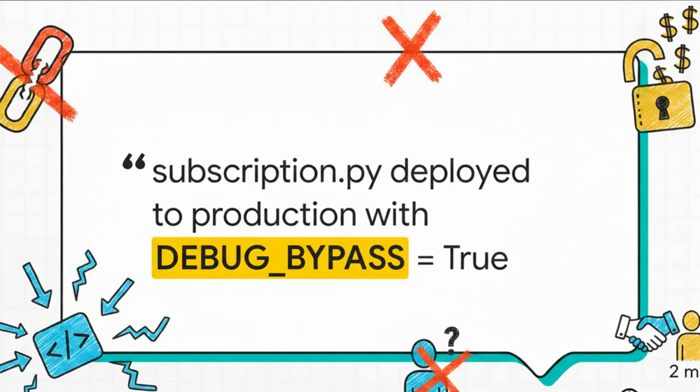Literally, debug_bypass equals true. A developer left this little testing bypass in their code, self-merged it directly to the production branch without any peer review whatsoever, and boom, it deployed automatically. In an instant, free tier users suddenly had full enterprise access. And the crazy part, a single pull request with just one reviewer would have caught this in under 2 minutes.